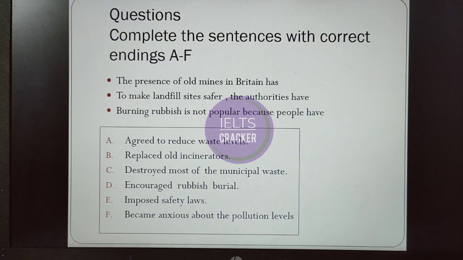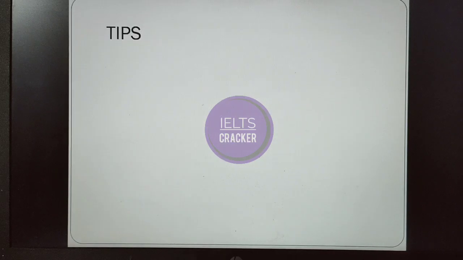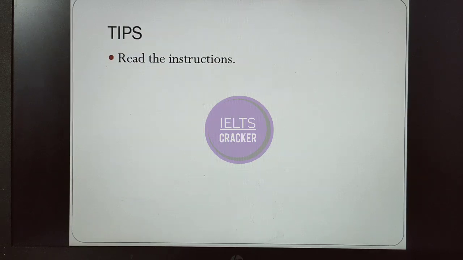So in this we have to complete the sentences. Okay, how? That is by finding the correct ending from that box. Okay, so what are the tips to be followed for this type of question? First of all is read the instructions. So even though guys that you are clear with the instructions, you are required to read them. Why? So that you don't commit any mistake when you're going to transfer the answers on the answer sheet.